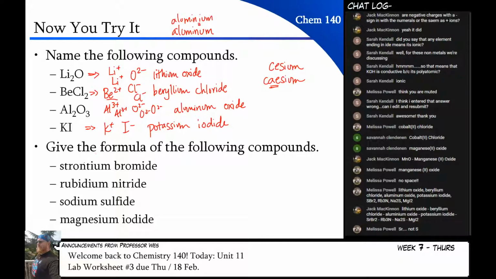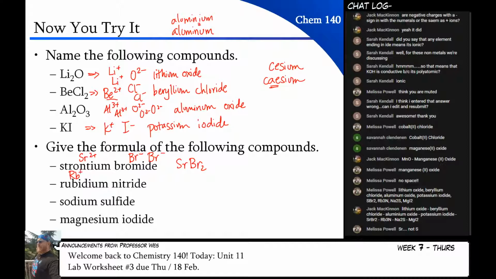Down here for strontium bromide, to turn the name into the formula, whenever you see the name, you should first write out what the ions are, and then put them together. So I have 2+ and a 1-, so I'm going to need 2 of these to get to the formula. And we're just going to employ that strategy all the way down.